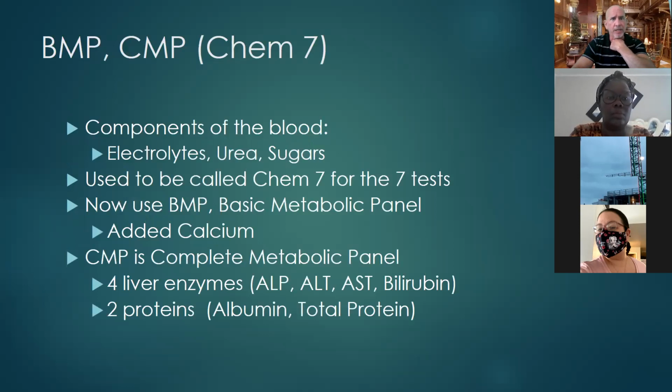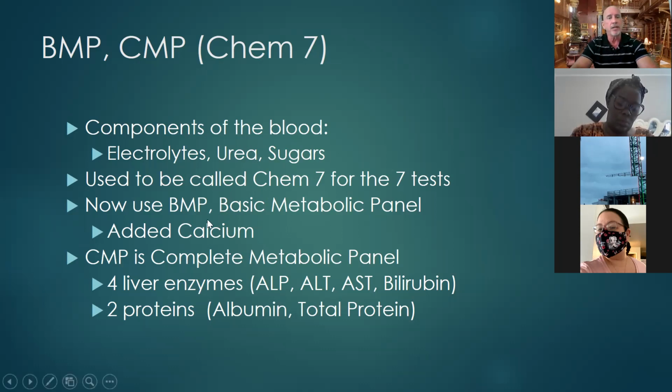Let's start off with the BMP, CMP. Now, if you go to a doctor and you get your blood drawn, he's probably going to do a metabolic panel on you. Now, BMP stands for basic metabolic panel. That is about 7 tests that measure your electrolytes, your urea, and your blood sugar. Used to be called Chem7, but they added calcium to the test. So instead of calling it Chem8, now they call it basic metabolic panel, BMP.